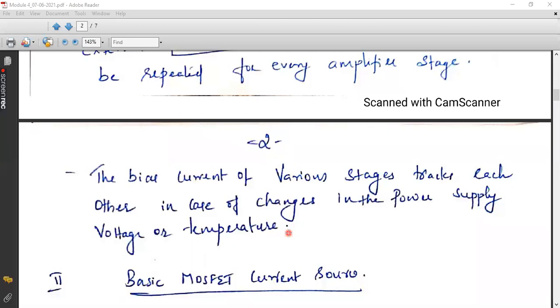And this shifting Q point can be tracked with other stages also, because whatever you have generated, the reference current for a particular stage, is applicable to other stages also. Why? Because from one location we are going to steer the current to other stages. So if there is any fluctuation in one stage, it can be tracked in other stages also. That is one more advantage.